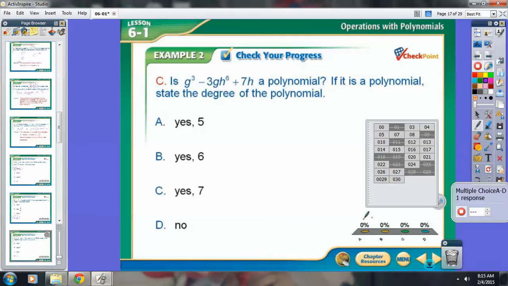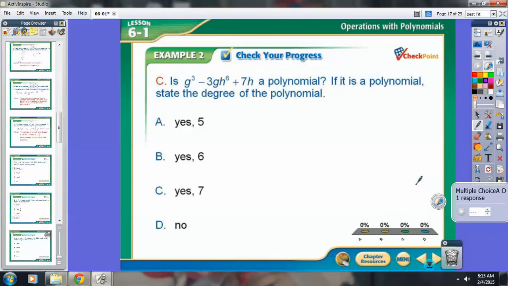How about this one? Okay, on this one, first of all, is it a polynomial? Yeah. Absolutely, yes it is. It doesn't have any of those things we talked about. It doesn't have a variable in the square root. Doesn't have a variable in the denominator. Doesn't have a negative exponent. So yes it is. I know D is not going to be the right answer.